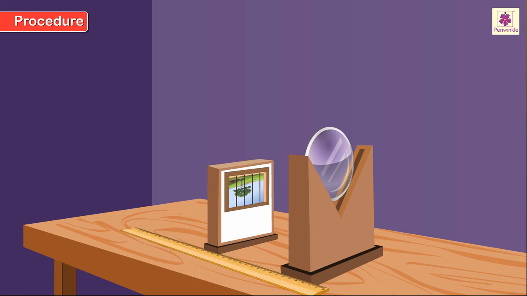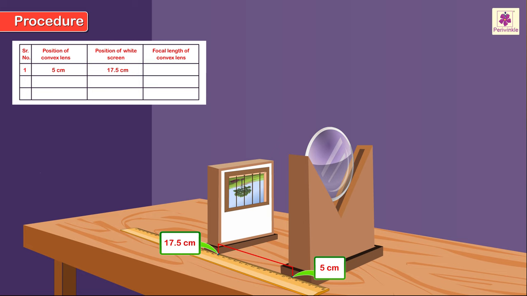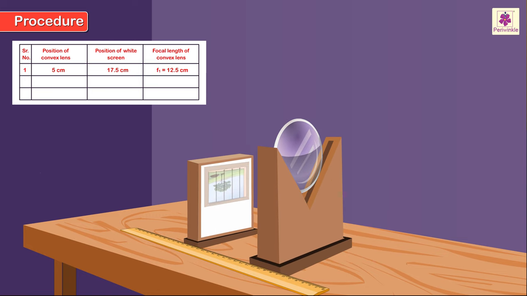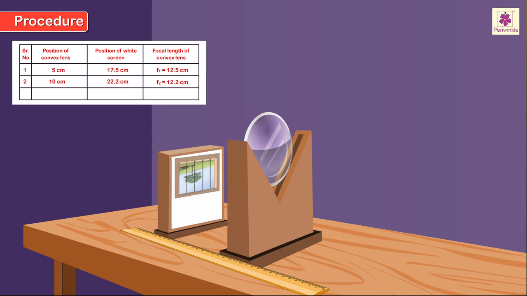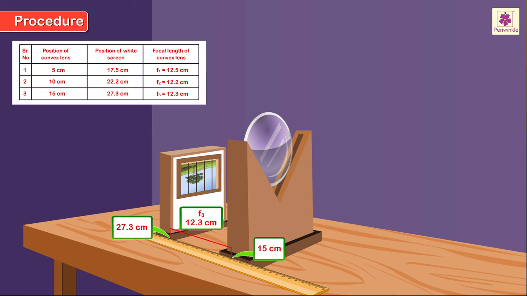Using a meter scale, accurately measure the distance between the optical center of the lens and the screen. Record this distance as F1. Repeat the earlier steps twice to obtain two more readings. Record these measurements as F2 and F3 respectively.